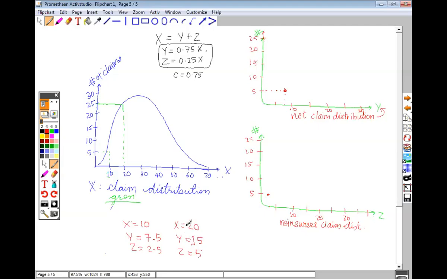And here I'll have 5, right? So I know that my X, which is 20, is incurred 25 times. So for Y, 15 amount will be incurred 25 times. And for Z, 5 amount will be incurred 25 times. So this is 5, and that will be incurred 25 times. And for this guy, Y is 15, which will be incurred 25 times.